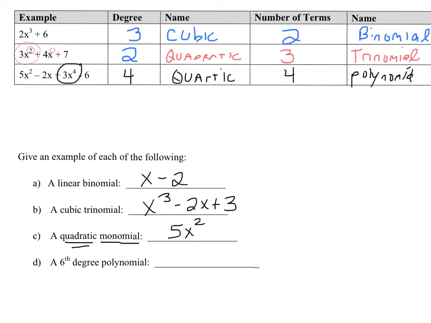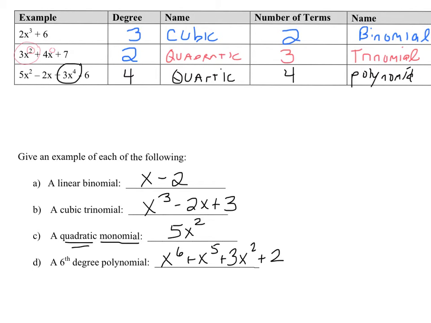And a 6th degree polynomial. Polynomial can have many terms, so I could write 100 terms if I want here, but we'll just start off at least 4 terms that has a 6th degree. So x to the 6th plus x to the 5th plus 3x squared plus 2. 4 terms, 6th degree. Simple as that.